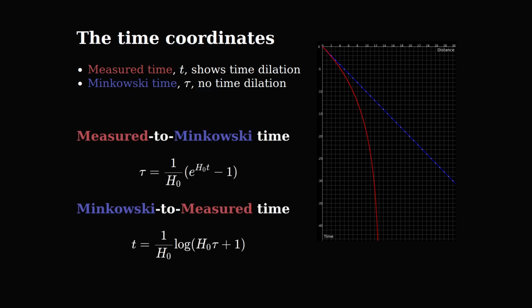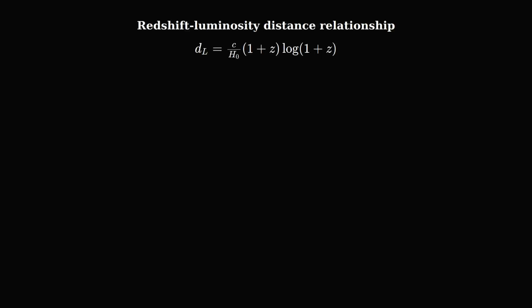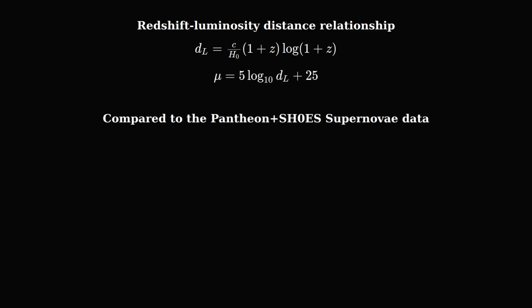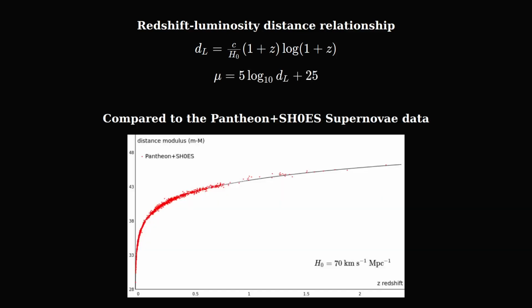We can convert one to the other with these formulas, which are described more in a paper that's linked in the description. But that gives us a redshift luminosity distance relationship, and we can compute a distance modulus from that, and then compare that to the Pantheon plus Shoes data I mentioned earlier. So each dot represents a supernova, and the line here is at Hubble's constant, that's H sub 0 equals 70 kilometers per second per megaparsec.